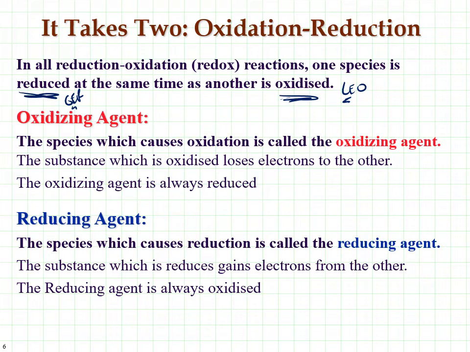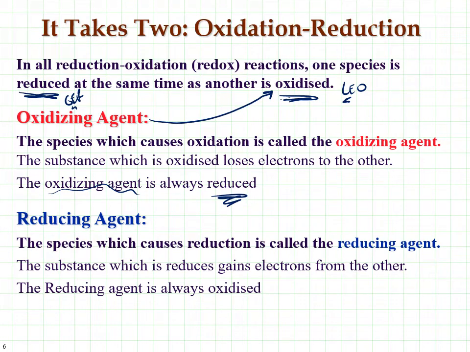The oxidizing agent is the thing that causes something else to be oxidized. The oxidizing agent is going to make something else lose electrons, and it does that by gaining them, which means that our oxidizing agent is reduced, because to make someone else lose electrons, you have to gain them.